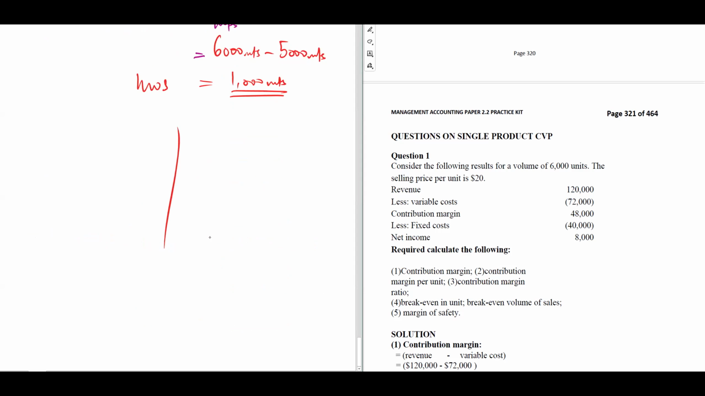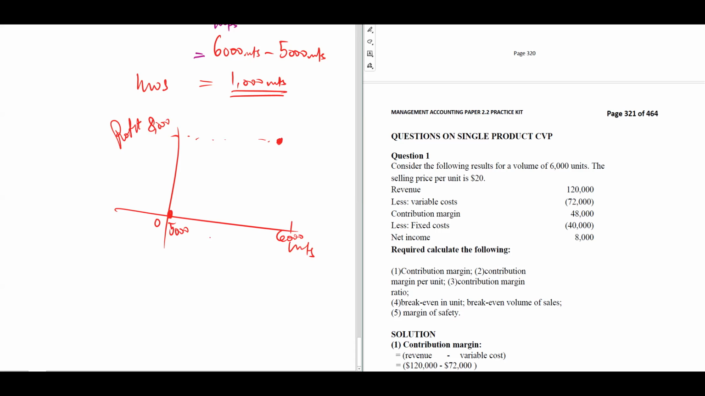If I put this in a diagram, this is the number of units produced, right? The maximum number of units here is 6,000, and the minimum number of units before a loss is 5,000. Do you all follow? The maximum profit that can be made for this company is 8,000 here, and the lowest is 0 at the 5,000, right? The highest is at 6,000, and the lowest is at 5,000 here.